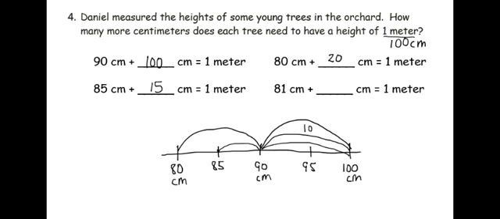So that is a total of 15 centimeters to reach 1 meter. If I'm at 81 centimeters, I can think of it this way. If I did a hop of 20, 20 would actually put me at 101 centimeters. Then I just have to hop backwards 1 to reach the 100 centimeter mark. So if I start by hopping 20 and I go backwards 1, that's the same thing as hopping 19 centimeters altogether. So 81 centimeters plus 19 centimeters would reach the 1 meter mark.